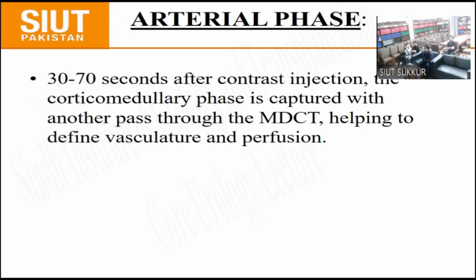So in the contrast CT scan, there are multiple phases in which we can see the different parts of any organ, like arterial phase, portovenous phase, delayed phase, or excretory phase. So the first phase is the arterial phase, in which the films are taken between 30 to 70 seconds after contrast injection. The corticomedullary phase is captured with another pass through the CT, helping to define the vasculature and the perfusion.